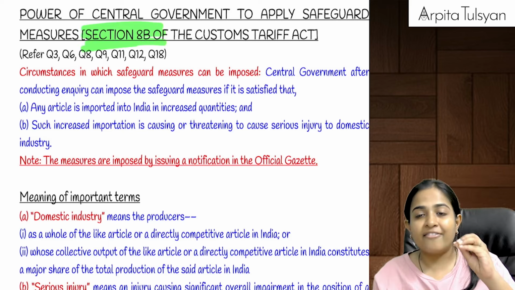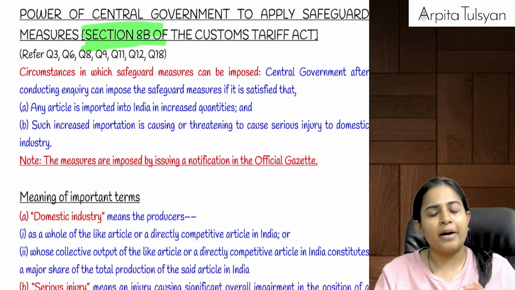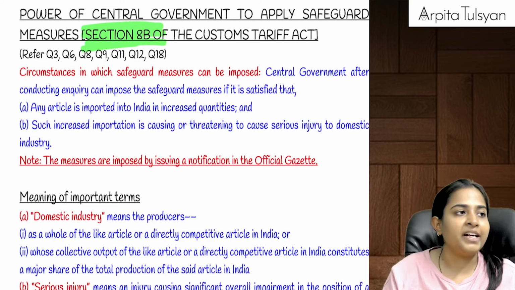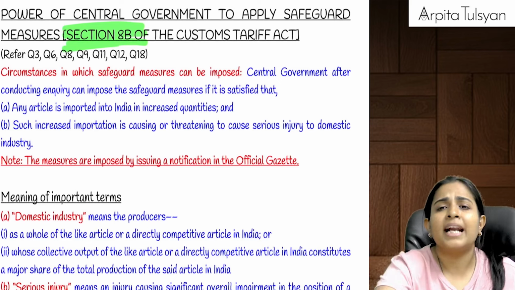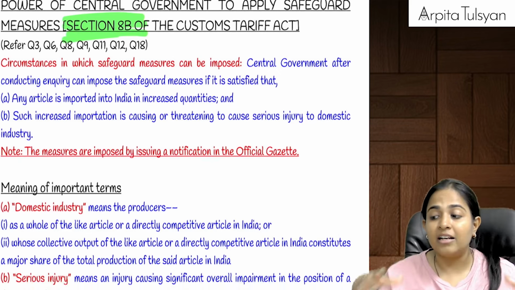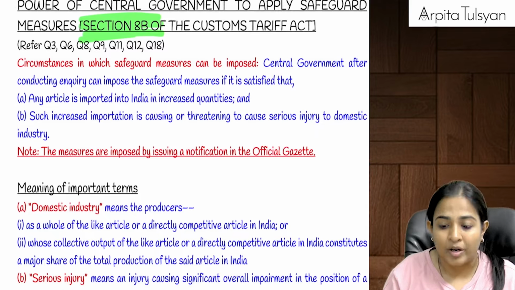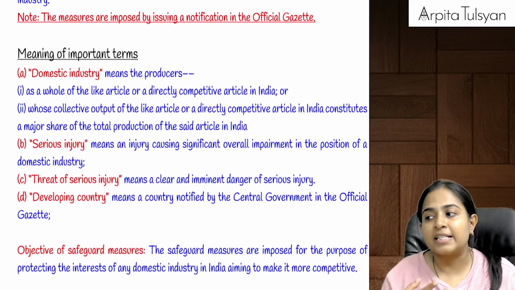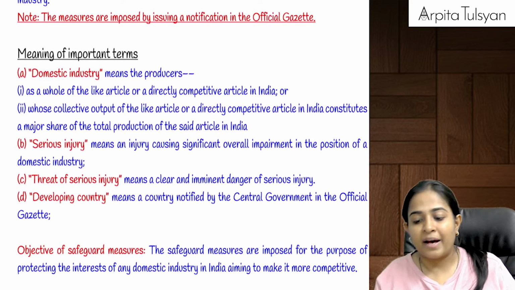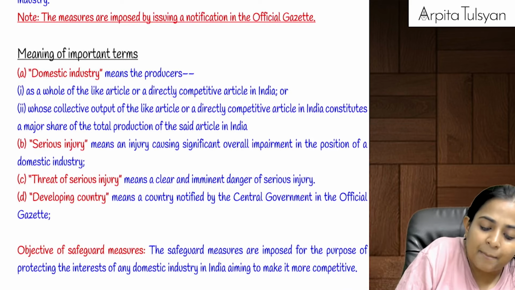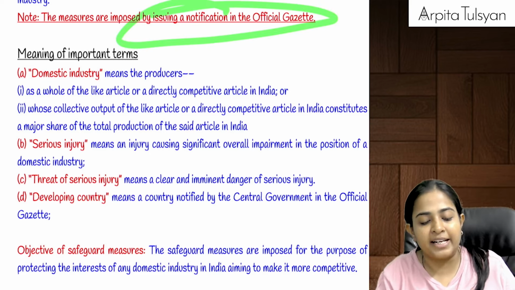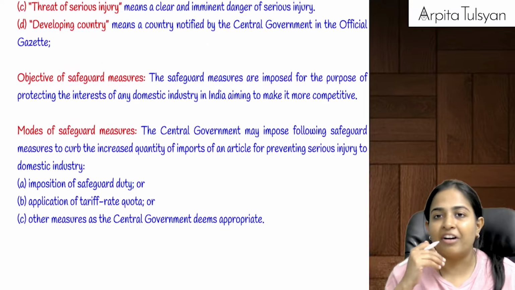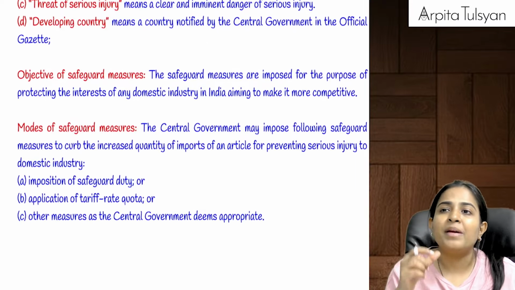Section number 8B talks about safeguard measures. Now, this safeguard measure is a very general thing where the central government, after conducting an inquiry, is of the opinion that there is a particular article which is being imported in increased quantity, and because imports are happening in increased quantities, it can cause injury to the domestic market. Therefore, the central government can, by issuing a notification in the official gazette, levy the safeguard measure. Okay, ma'am, what do you mean by safeguard measures?